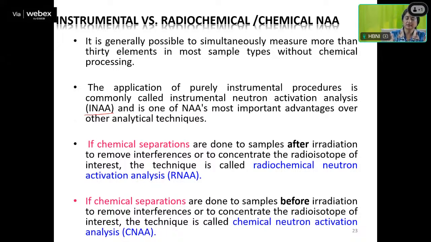Whereas if you need a chemical separation after irradiation due to some interference, that is called radiochemical neutron activation analysis, or RNAA. And if you need to separate before irradiation, because something present is going to be very highly activated and can create problems in sample handling after irradiation, you have to separate that beforehand. So this is before irradiation, and the other is after irradiation. It is called chemical neutron activation analysis, or CNAA. When it is after irradiation, it is radiochemical neutron activation analysis, and before irradiation, it is chemical neutron activation analysis.